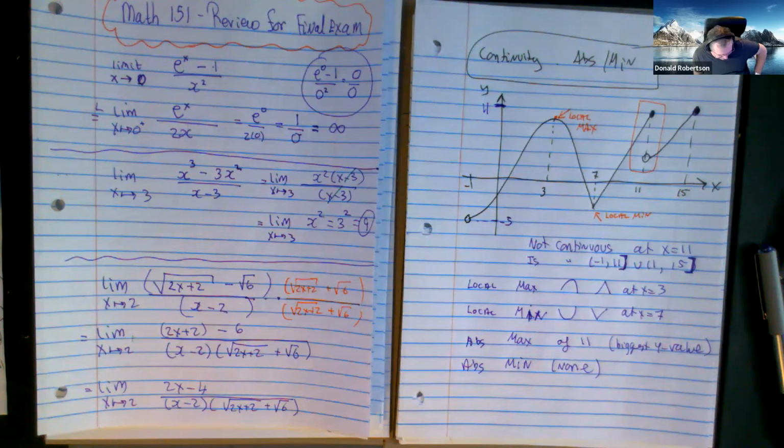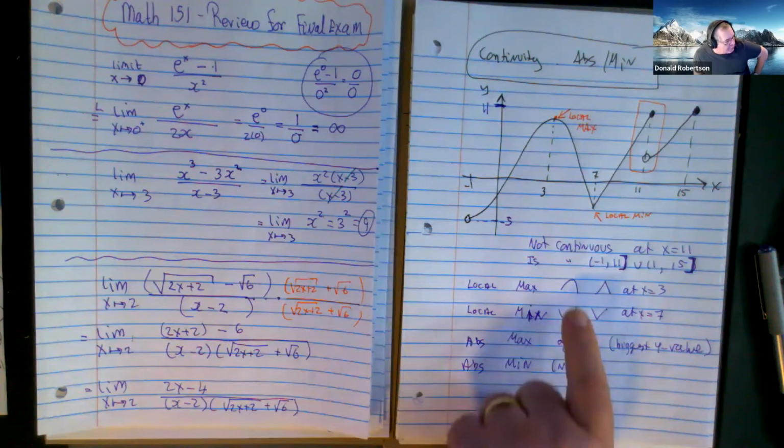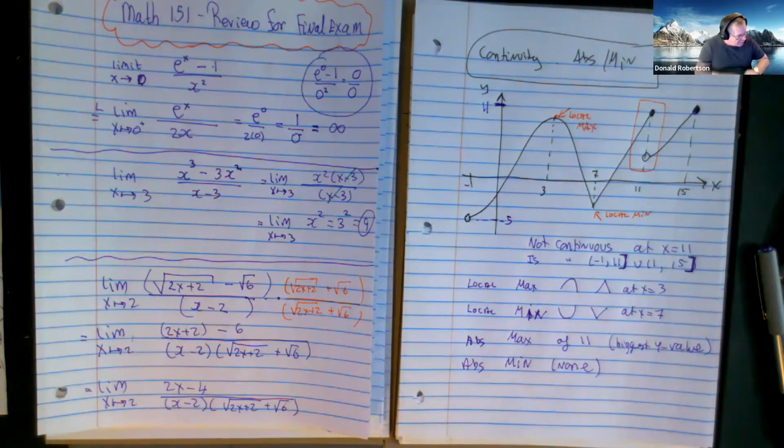I think life is easy if it's a hill and a valley, and I'm not the only person who thinks that. Local max, a hill. Is it possible for a shape to be an absolute max and a local max? Yeah, and it's possible to be a local min and an absolute min. Those are allowed.